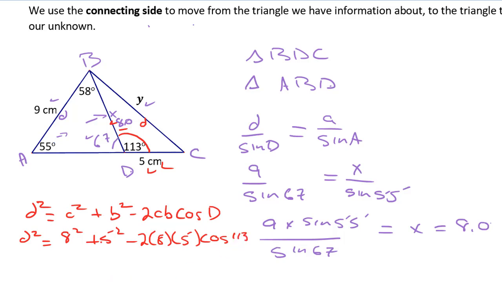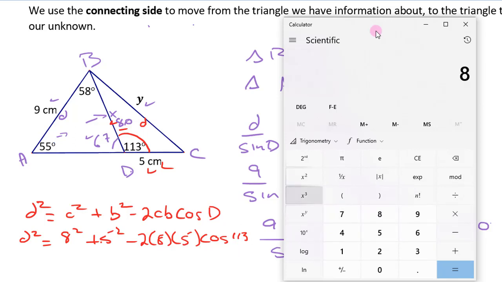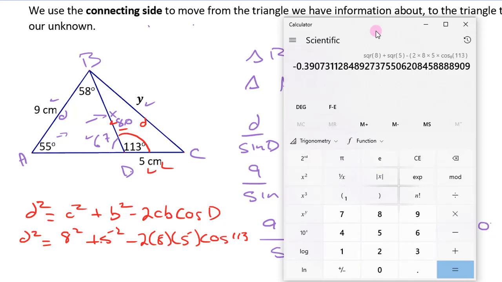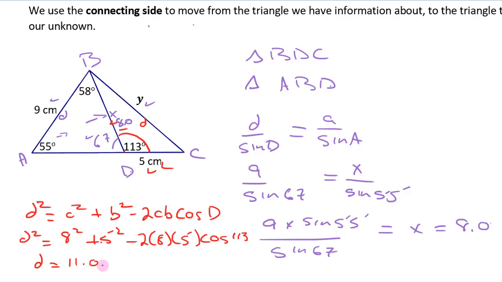I'll pull up my calculator, and I'm going to start entering by going 8 squared plus 5 squared minus, using my brackets, 2 times 8 times 5 times the cosine of 113. Close off my brackets, and then equals. I now know that d squared is going to equal 120.258. I'm going to use my second function and then square root, and I get d equals 11 centimeters. All right, move on to the next.